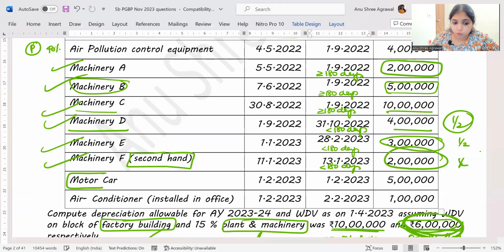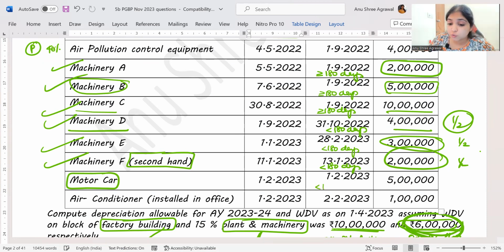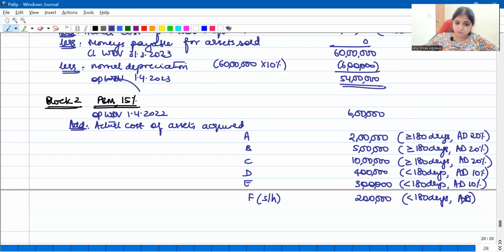Able to apply all these concepts, clear till here? Yes, then we have the motor car. Motor car acquired on 1st February 2023, put to use in the same year, in fact on the same date. In the year of acquisition, it is put to use for less than 180 days. But tell me, what will be the depreciation rate for this motor car? Should I put this car into the same block, plant and machinery 15%? Is it plant and machinery category? Yes, even a car is plant and machinery category, but is it 15% depreciation?